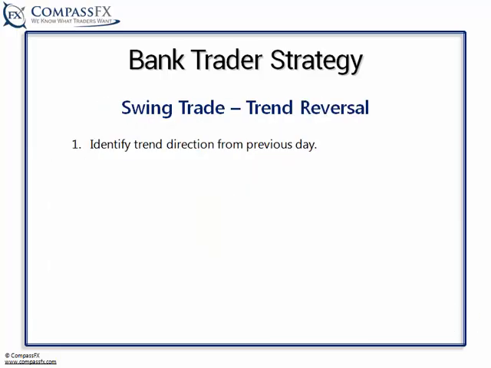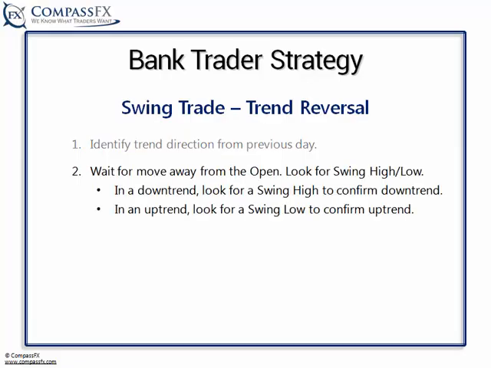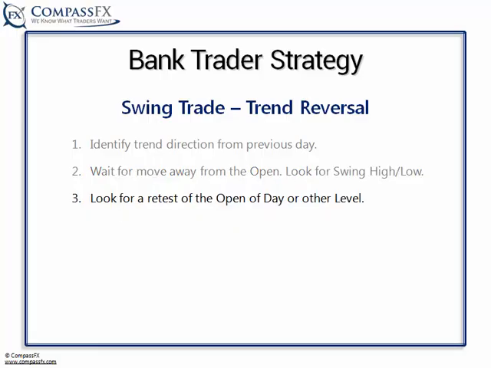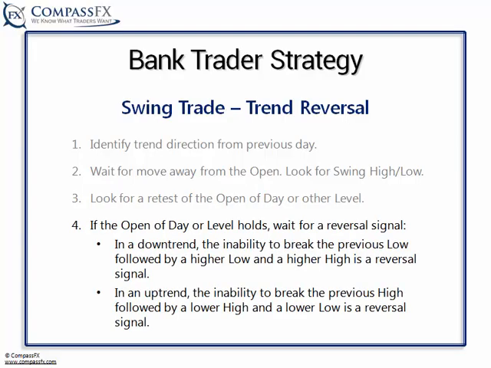In a swing trade trend reversal, we want to identify the trend direction from the previous day. We'll wait for a move away from the open, again looking for either a swing high or swing low. And again, in a downtrend, we're going to look for a lower swing high than the previous swing high to confirm a downtrend. In an uptrend, we're going to look for a swing low that is higher than the previous swing low to confirm an uptrend. We're going to look for a test of the open of the day or other level. And if the open of the day or level holds, wait for a reversal signal.